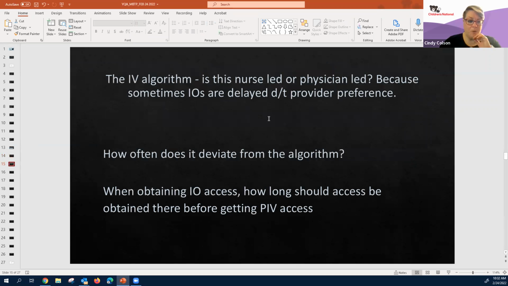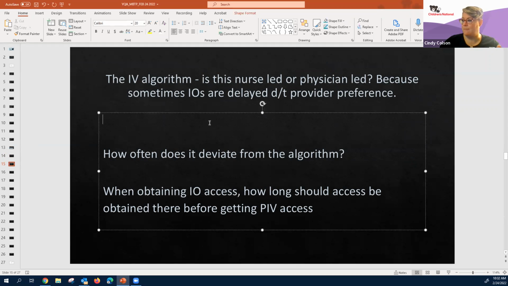Okay. There's quite a few questions about the IV algorithm, so I thought we could cover each one on this slide. So the IV algorithm, is this nurse-led or physician-led? Because sometimes IOs are delayed because of provider preference. We have never really, we kind of put it together as a concept, not necessarily a granular guideline or protocol that you have to follow. It was more put out as a concept to help people think about and really pay attention to time.